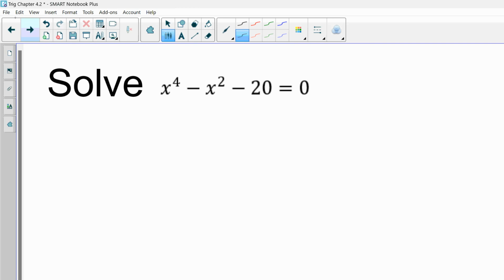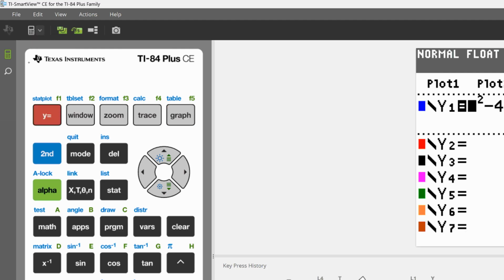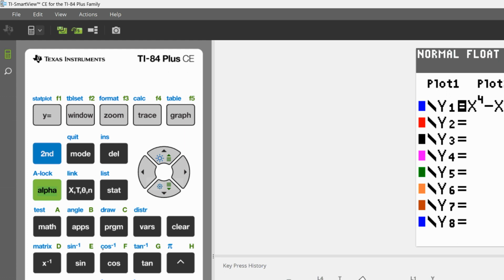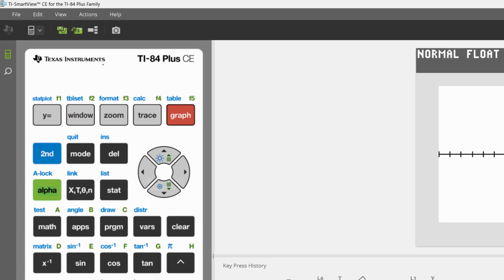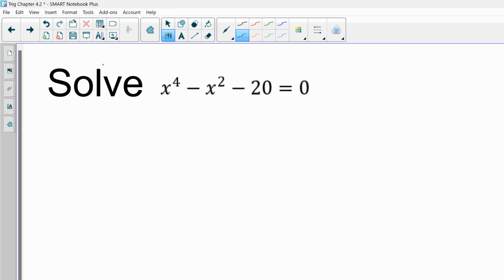So if we want to solve x to the 4th minus x squared minus 20 equals 0, well, y equals x to the 4th minus x squared, was it 20? And it was just, yep, graph. We do have two solutions, they just are not integers, but we do have two solutions, and most likely that means the other two are complex, because we've had at least two complex in all of these here.